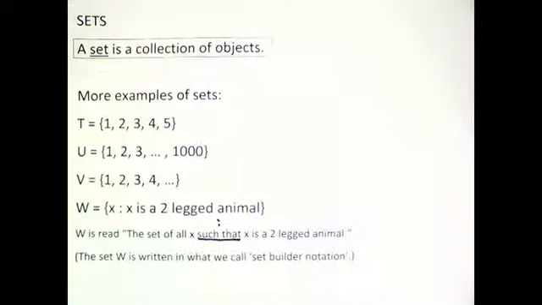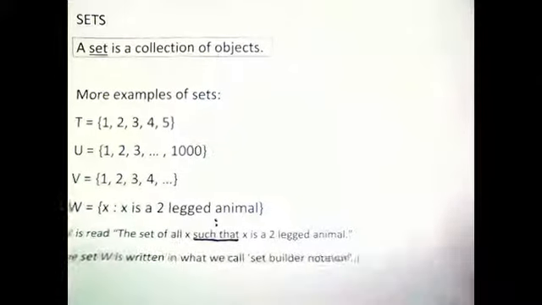So that would be the set of 2-legged animals. For example, a chicken would be in that set because it's a 2-legged animal. A dog would not be in that set because it's not a 2-legged animal, and so forth. So those are just some simple examples of sets.